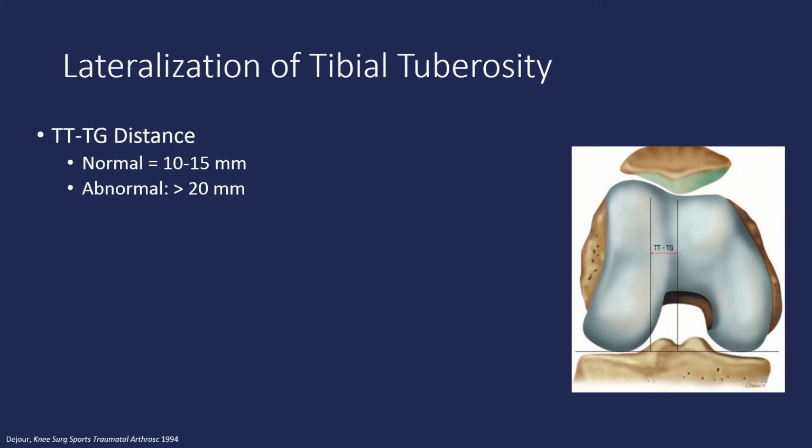The normal TT-TG distance is between 10 to 15 millimeters. It's not too hard to conceptualize how a larger distance will result in a more valgus alignment and thus a higher likelihood for lateral patellar instability.